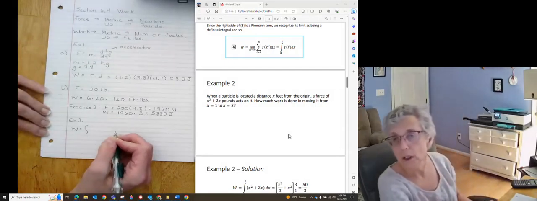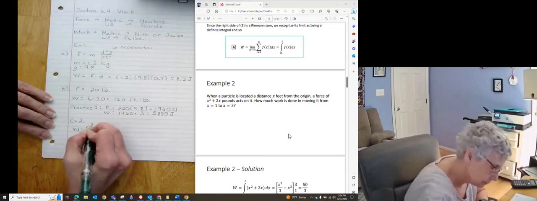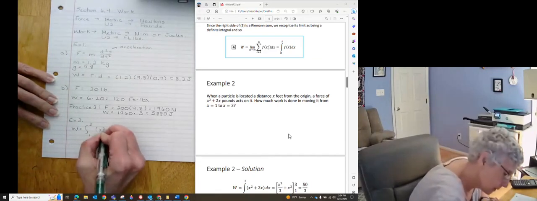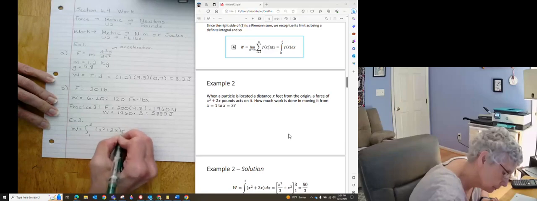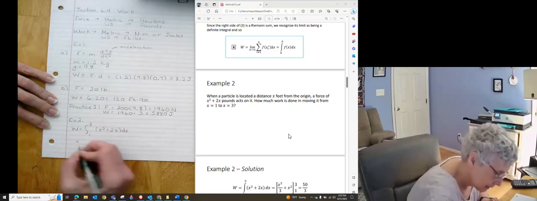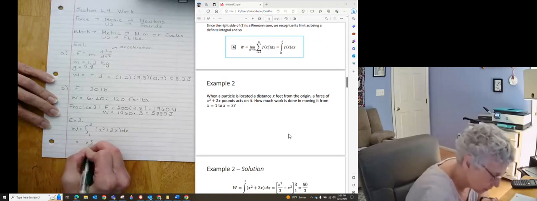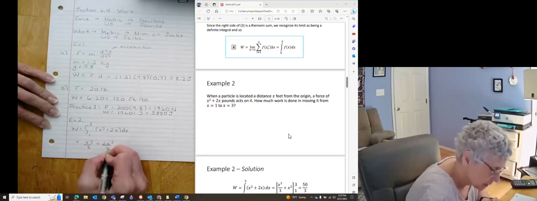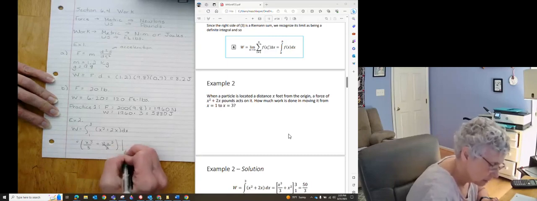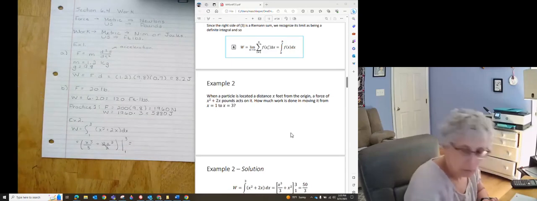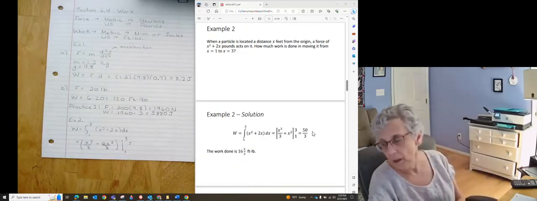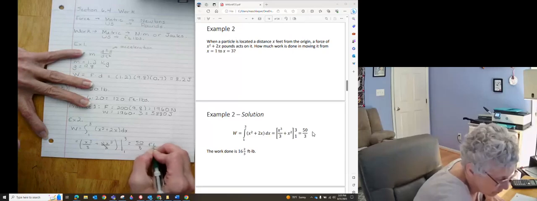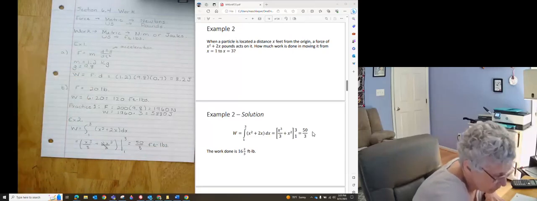So work, we're going from 1 to 3. And we're given our force function, x squared plus 2x. Now that's super easy. We know how to do that. Add 1 to the exponent, divide by the new exponent. Add 1 to the exponent, divide by the new exponent. Evaluate from 1 to 3. And yeah, we get 50 over 3 foot-pounds.